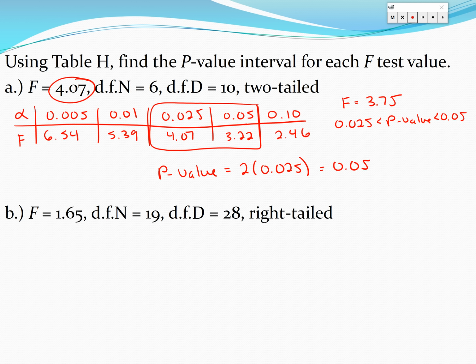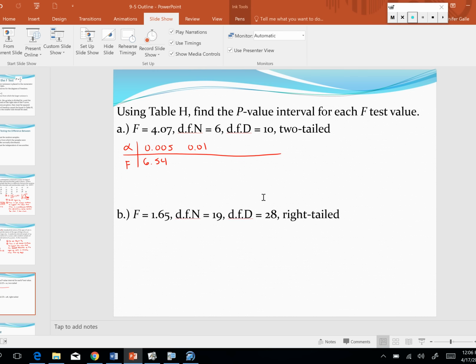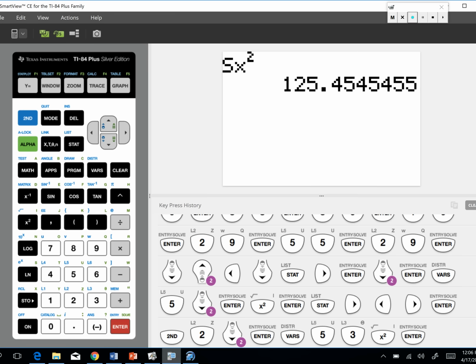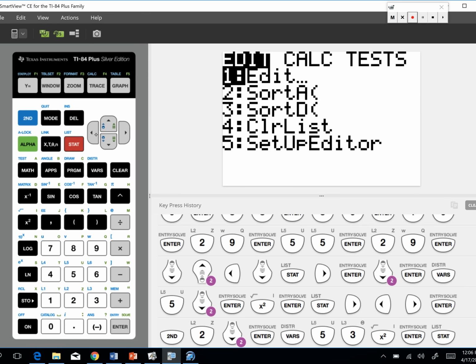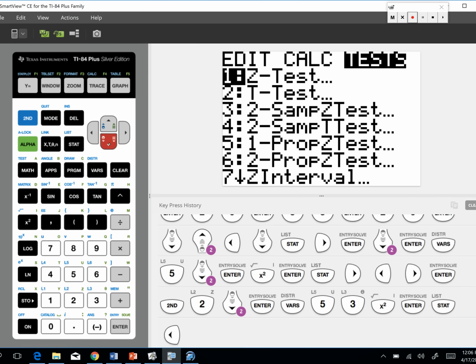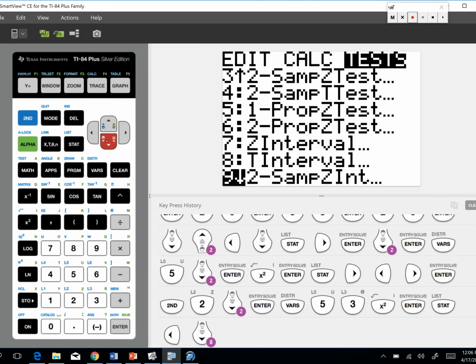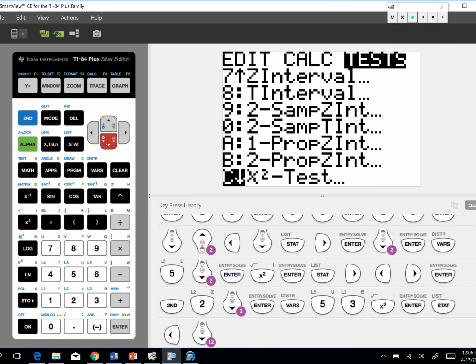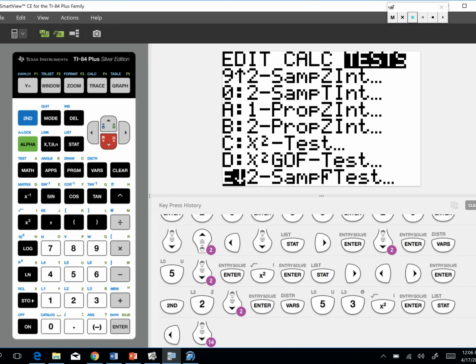So now I know some of you are thinking, that seems like a lot of work. So maybe for this one, I'm definitely going to look at the calculator option. For the calculator option, we go to Stat, we go to Tests, and then for this one, you have to scroll down a little ways to a 2-sample F-test. It's option E on my calculator.